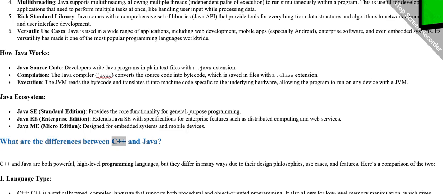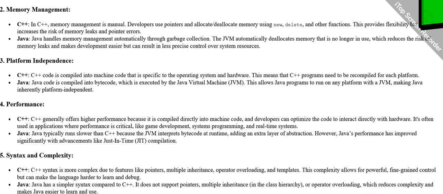What are the differences between C++ and Java? C++ and Java are both powerful, high-level programming languages, but they differ in many ways due to their design philosophies, use cases, and features. Here's a comparison of the two. 1. Language type. C++. C++ is a statically typed, compiled language that supports both procedural and object-oriented programming. It also allows for low-level memory manipulation, which gives developers more control over system resources.